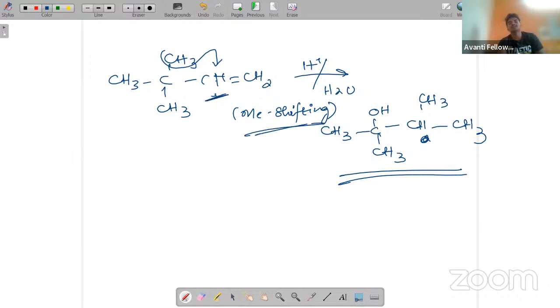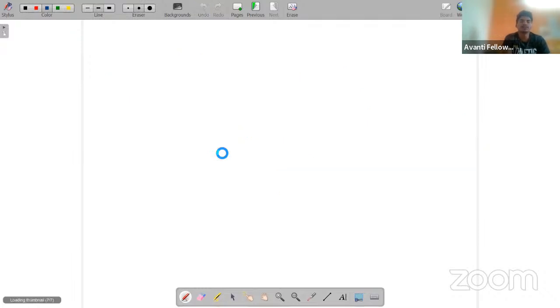Why? Because this is going to form a stable carbocation. So the stable carbocation will be the key, and that is what you are going to answer in the exam. Okay, so this is about the Markovnikov rule for the acid catalyzed reaction. Okay, next we are going for what?